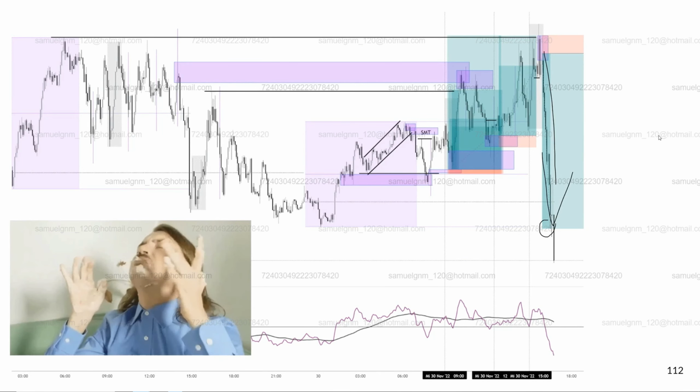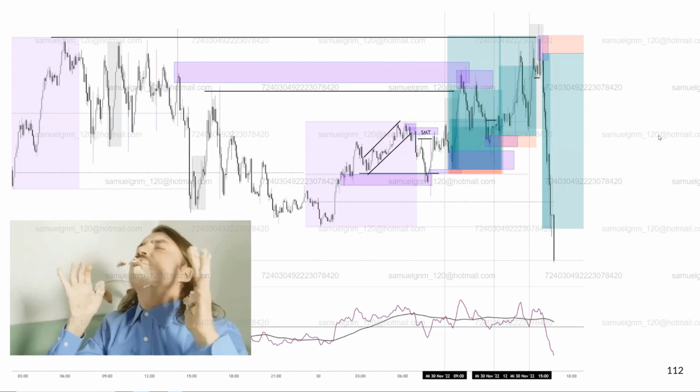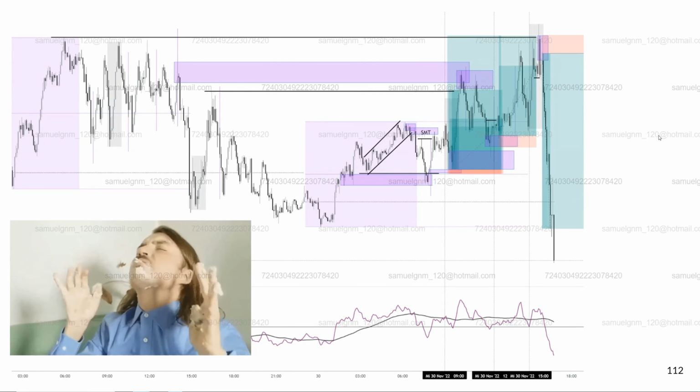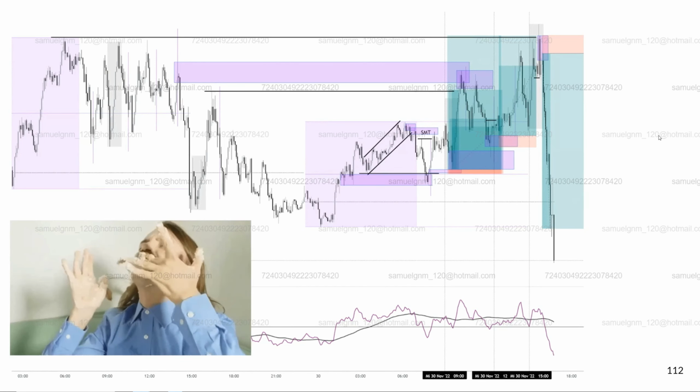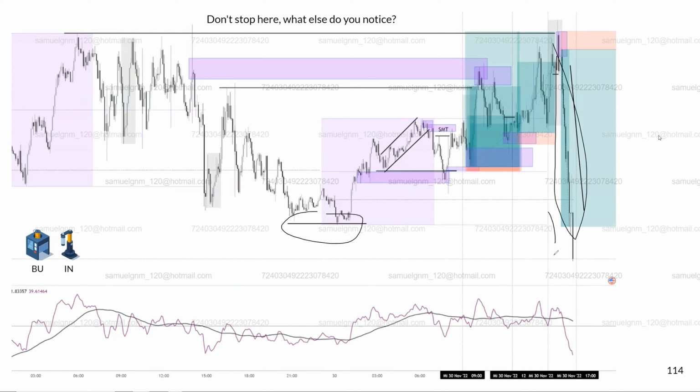But as always, you should not sit back and enjoy too much. The wheel keeps on spinning. Remember, the wheel has to keep on spinning, right? So don't stop here. What else do you notice? What's going on? We have always this huge down run. We had this build up which got induced. Build up, inducement. What else maybe?